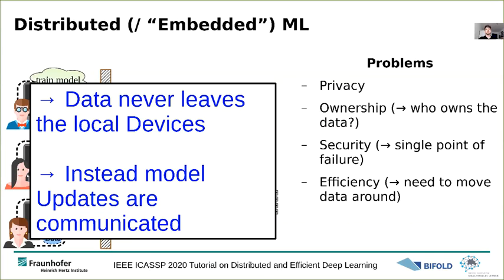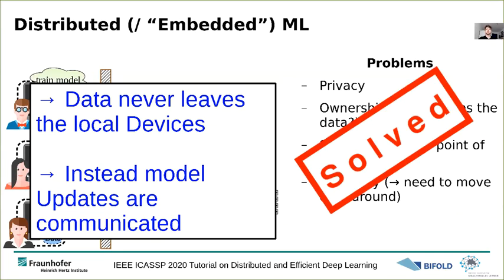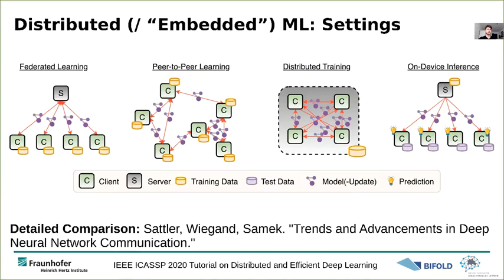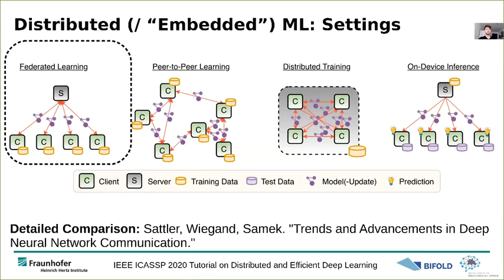This basically addresses and even solves many of the problems that the centralized approach has. As we will see, there are still some caveats. It doesn't solve all of these problems perfectly, but we're much closer to a solution. Distributed or embedded ML comes in many different forms. One is federated learning. We're going to talk a lot about federated learning today.